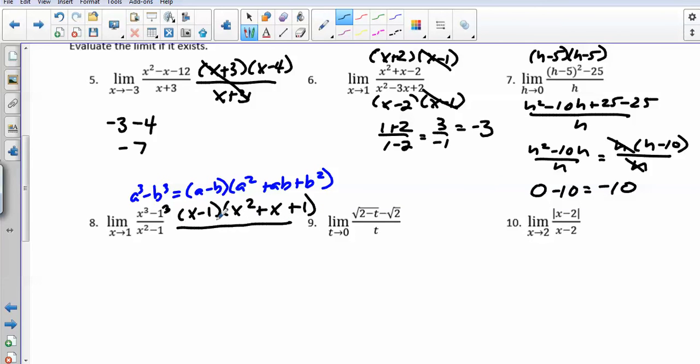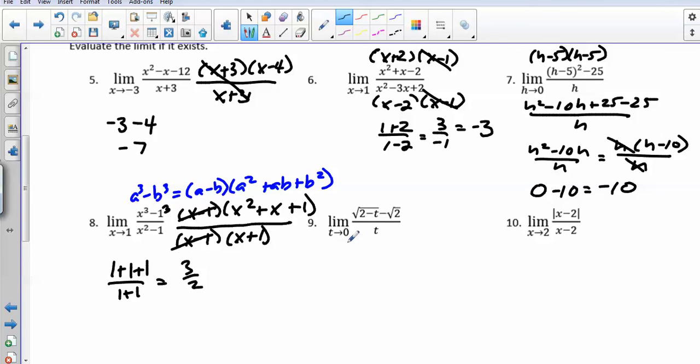My denominator is difference of squares, which is a minus b times a plus b. So my factors are x minus 1 times x plus 1. Now you can cancel out your factor of x minus 1. That's what was causing the trouble with the 1, giving you 0 over 0. And if we plug in 1 now, we should find our answer. I have 1 plus 1 plus 1 over 1 plus 1, which gives me 3 over 2.